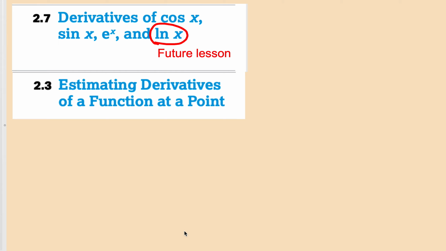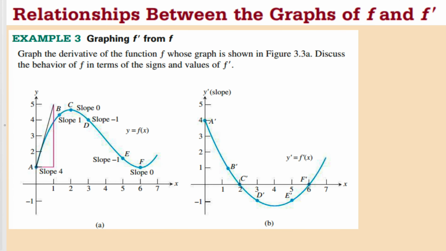Hello Gators, this is 2.7, derivatives of cosine x, sine x, and e to the x. And in 2.3, we're going to revisit estimating derivatives of a function at a point. All right, relationship between the graphs of f and f prime.